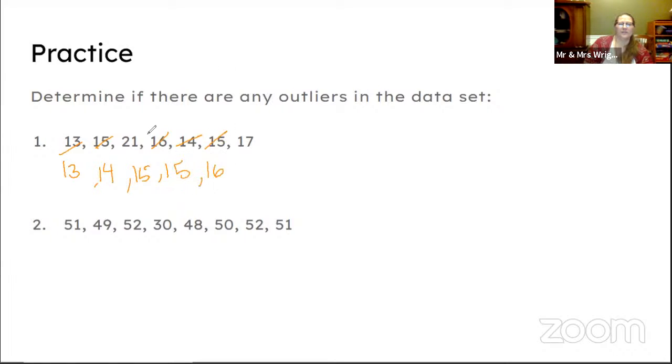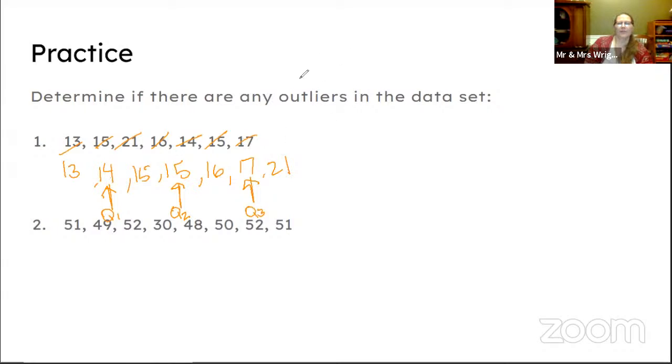15. I already crossed out 16, 17, and 21. If there's an outlier, it's going to be 21, I'm pretty sure. 1, 2, 3, 4, 5, 6, 7. I just didn't cross off my 21. Halfway in between that is 15. That's going to be my median, also known as quartile 2. Halfway in between the lower half is quartile 1, which is 14. Halfway in between the upper end is quartile 3, which is 17.